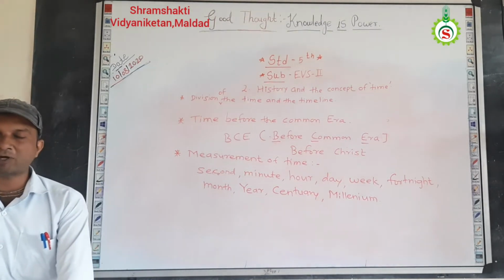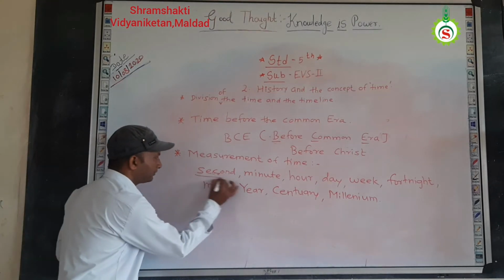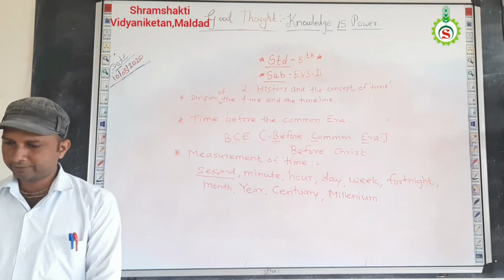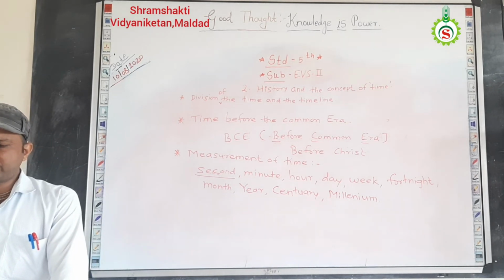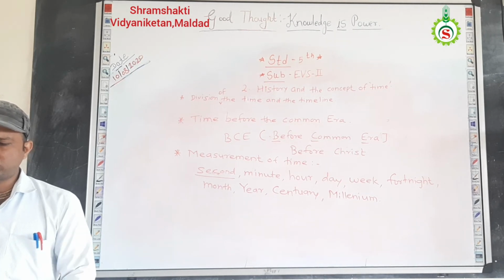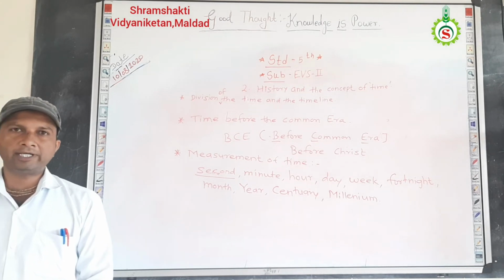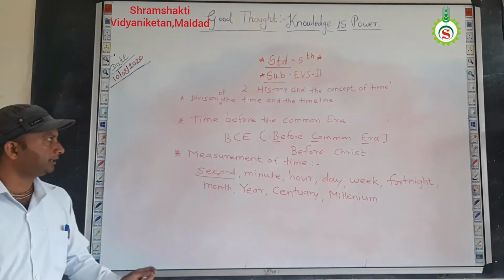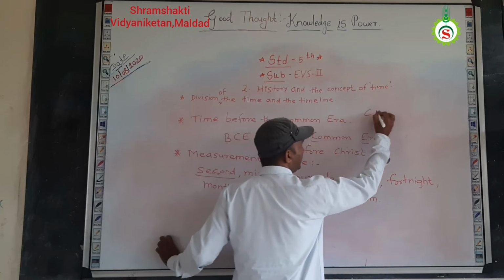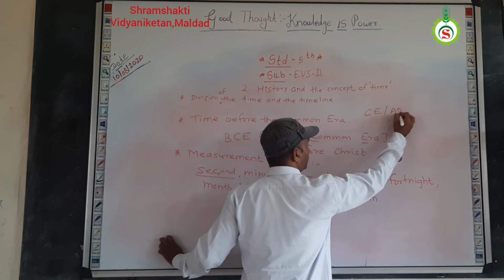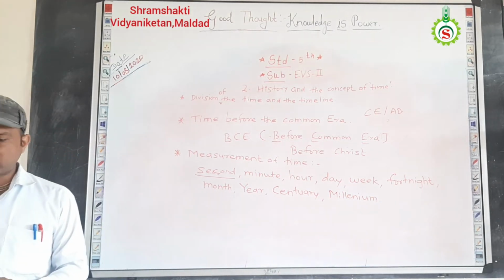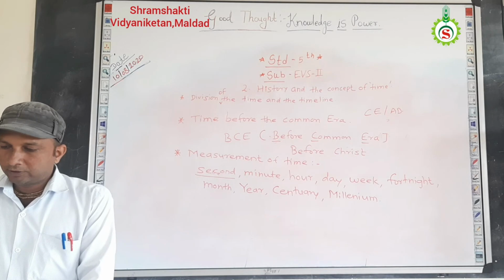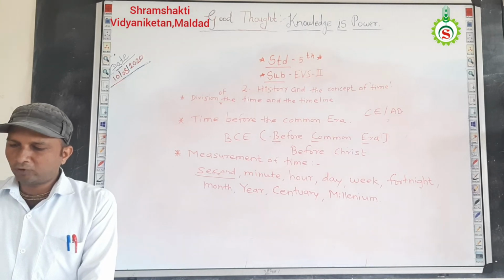A second is the smallest of these units. So the second is the smallest unit of measurement. Then there are various methods of measuring time in different parts of the world. Of these, the common era is the most widely used. Today, at present, we also use the Christian era, meaning CE or AD. So this is the method of measurement we are using now.